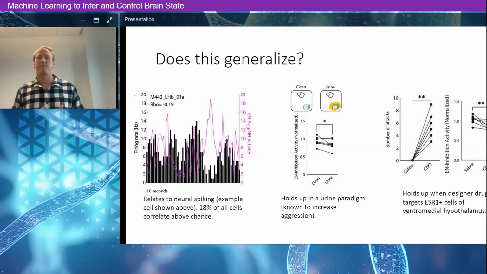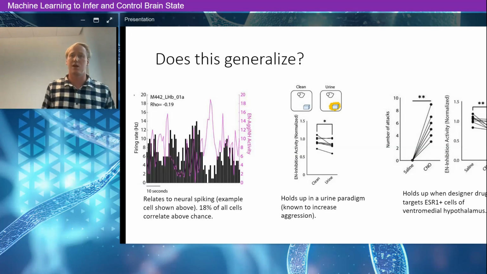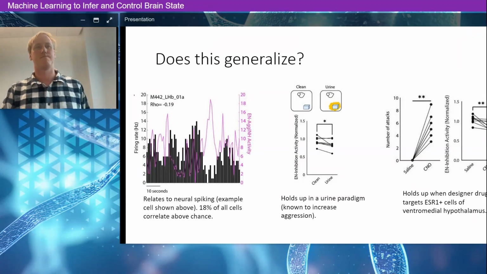Also, if we look at the type of designer drug where we can actually change what's going on here, we can show that we get a dramatic increase in the number of attacks when we use a designer drug that's known to increase aggression. And likewise, we again see a decrease in the activity level of this EN inhibition network.